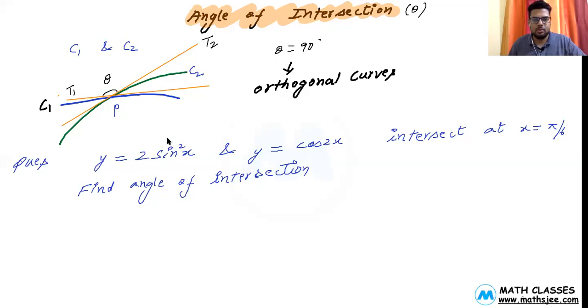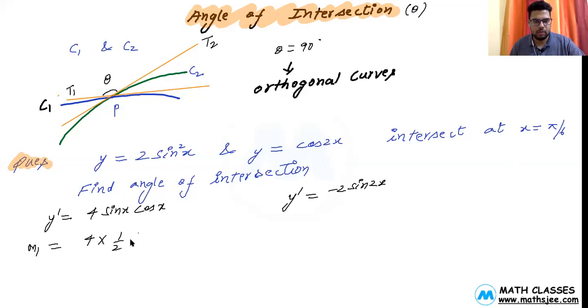So this is the question, simple question, that y equals sine square x and y equals cos square x. These are two curves given. And in fact, you have already been given the point of intersection x equals pi by 6. So you have to find out the angle of intersection between these two curves at the point x equals pi by 6. So these are the derivatives. Y dash equals sine x cos x, and derivative of this. They intersect at pi by 6. So we'll try to find the slope at pi by 6. So m1 equals 4 into half into root 3 by 2. So that will be equal to root 3, right?